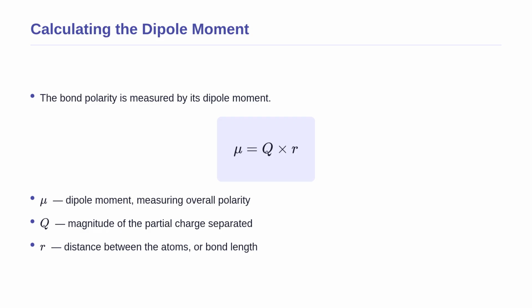In plain English, the dipole moment is the product of the charge separated and the distance over which it is separated. If the electronegativity difference increases, the charge difference Q increases and the dipole moment goes up. Similarly, pulling the atoms further apart increases R, which also increases the dipole moment.